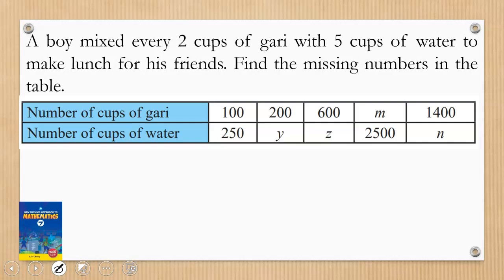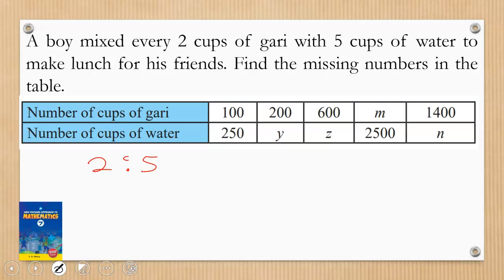So remember the rate that we did. We are comparing two quantities here: number of cups of garri, number of cups of water. They don't have the same unit, but we can do the comparison. So it means that for every 2 cups of garri, he has to put 5 cups of water to mix it up in order to get the lunch.